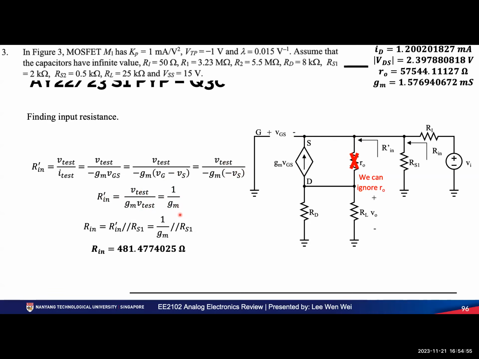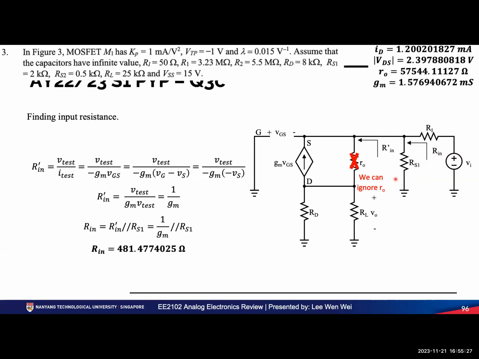Once you know that the input resistance R in prime is actually 1 over GM, you can just parallel it with RS1 and you get the answer already. Simple. R in prime, which is 1 over GM, parallel with RS1, you get the total R in. Makes sense? This one should be simple.